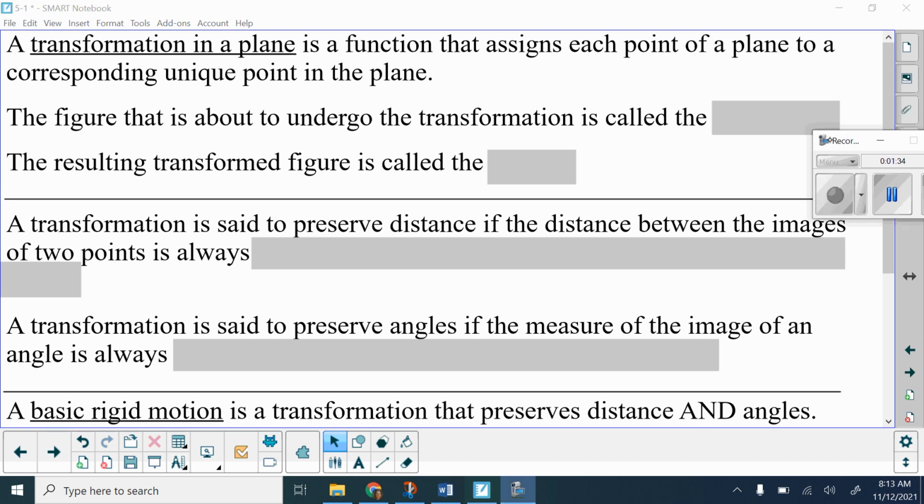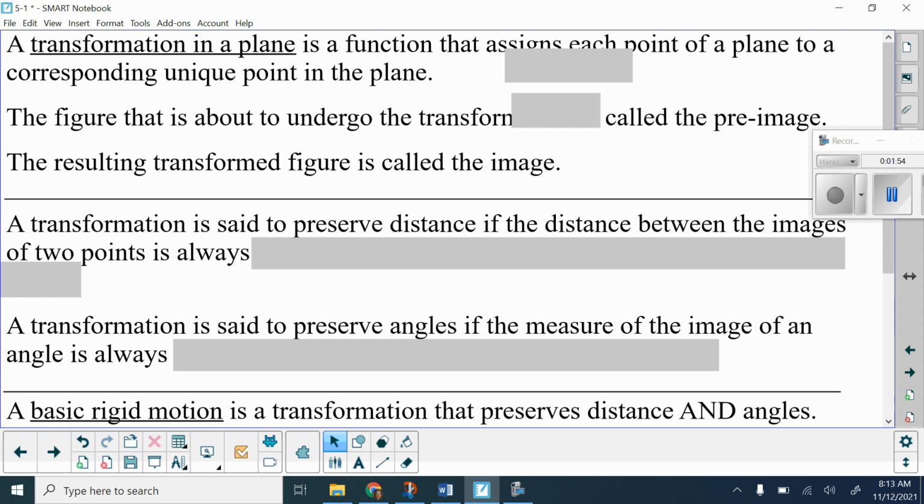A transformation in a plane is a function that assigns each point of a plane to a corresponding unique point in the plane. The figure that is about to undergo the transformation is called the pre-image. The resulting transformed figure is called the image. So the pre-image happens first. It's the original figure you're given, and the image is the figure that we have after a transformation has occurred.